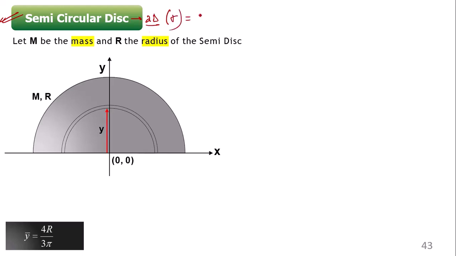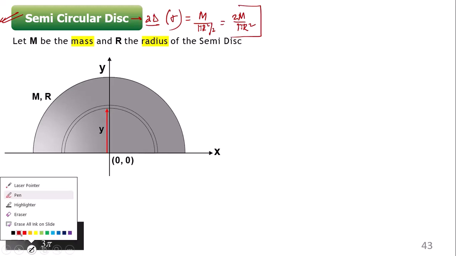What is sigma? Sigma is the mass per area. What is the area? That is pi r square by 2. Okay, so the area of the disk is pi r square by 2. So 2m by pi r square is our sigma. So first, for any geometry, you define either lambda or sigma or rho, depending on the nature of the geometry. So once I define the geometry, I define the sigma.